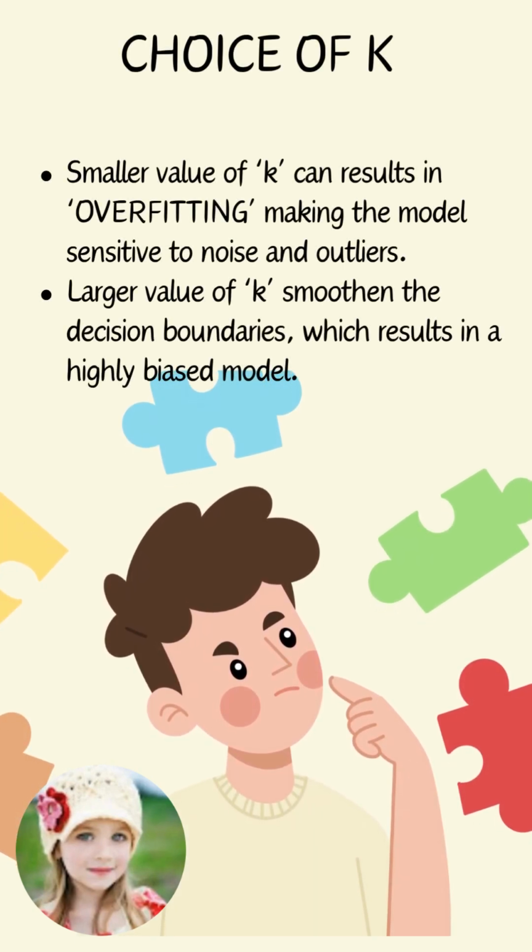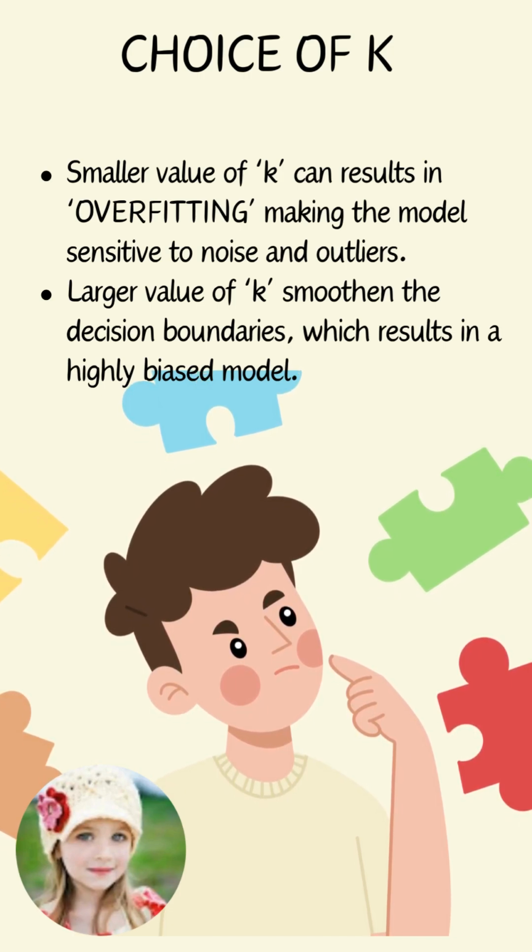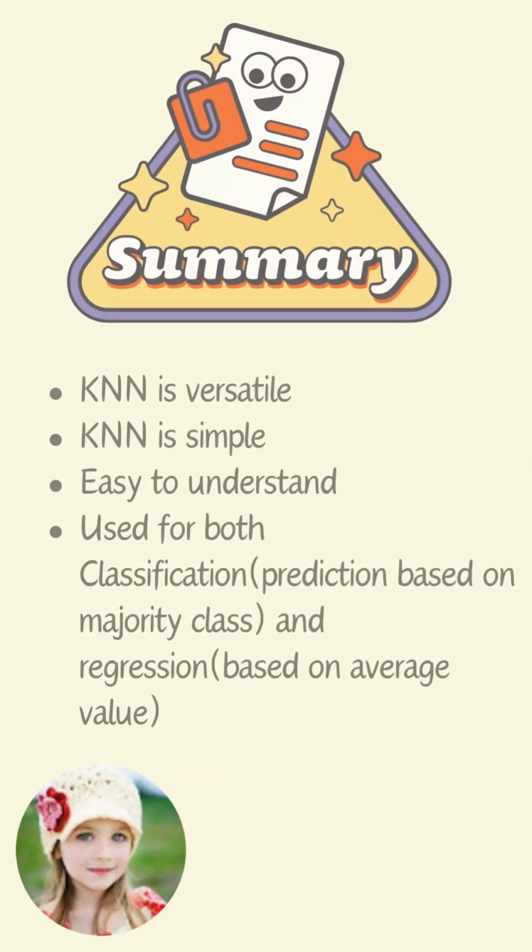In the KNN algorithm, the most important thing is the choice of k, so we should determine the value of k properly. If the value of k is too small, it can result in overfitting, making the model sensitive to noise and outliers. If the value of k is larger, it can smooth the decision boundaries, which can result in a highly biased model. So the value has to be chosen very carefully for the KNN algorithm.